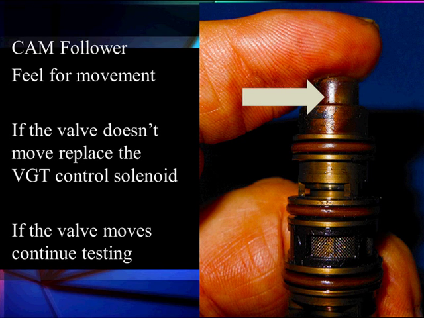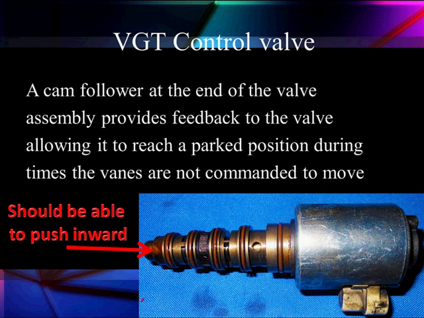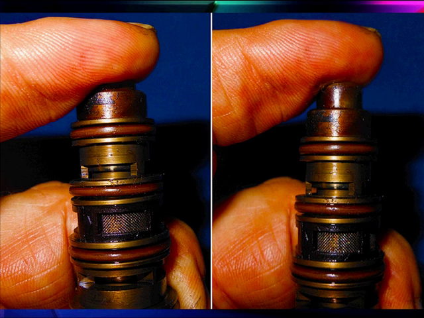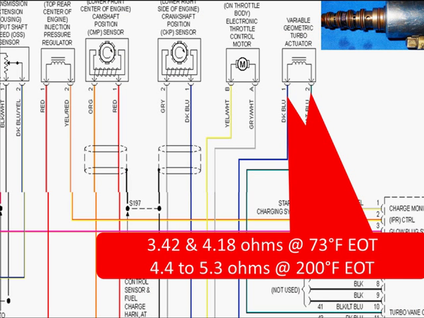So what we're going to do now is take the VGT control duty cycle with our scan tool and vary it up and down and see if we can feel any movement. If we can't feel any movement, we're going to have to go beyond that. The cam follower is at the end of the valve assembly, and it provides feedback to the valve, allowing it to reach a park position during times when the vane should be commanded to not move. It should be able to push inward and move easily. Since we've moved it here and we see it's free, we know it's not sticking. So if we didn't get any movement, it isn't because this is sticking. We need to go look at the electrical side. If it didn't move, there must be something wrong electrically.